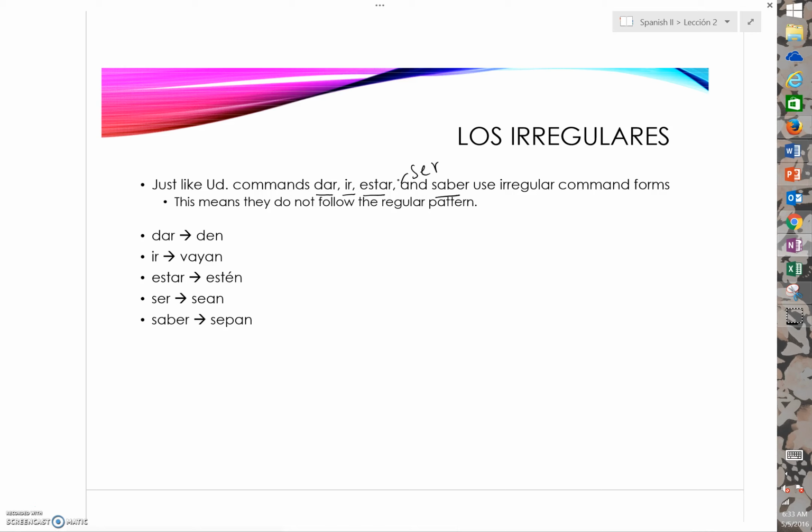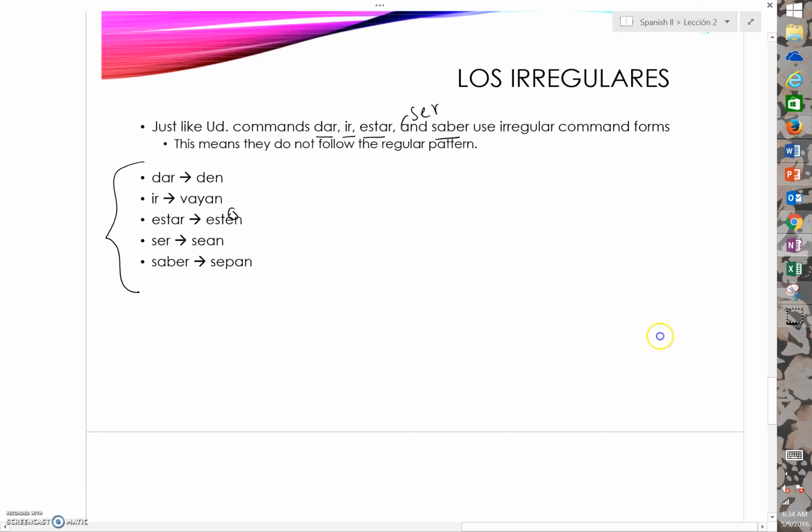Remember, when I say they're irregular, this means they don't follow the normal pattern of going to the yo form, dropping our o, and adding the opposite. Instead, they're going to use these 5 conjugations. Dar becomes den, ir becomes vayan, estar, estén, ser becomes sean, saber becomes sepan. So those are our 5 irregulars. Again, I highly encourage that you memorize them, and remember that estar has an accent on it.